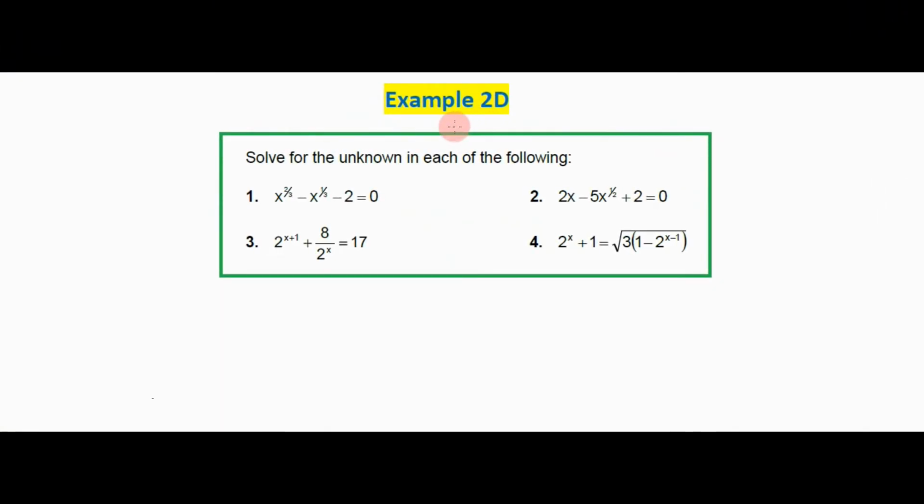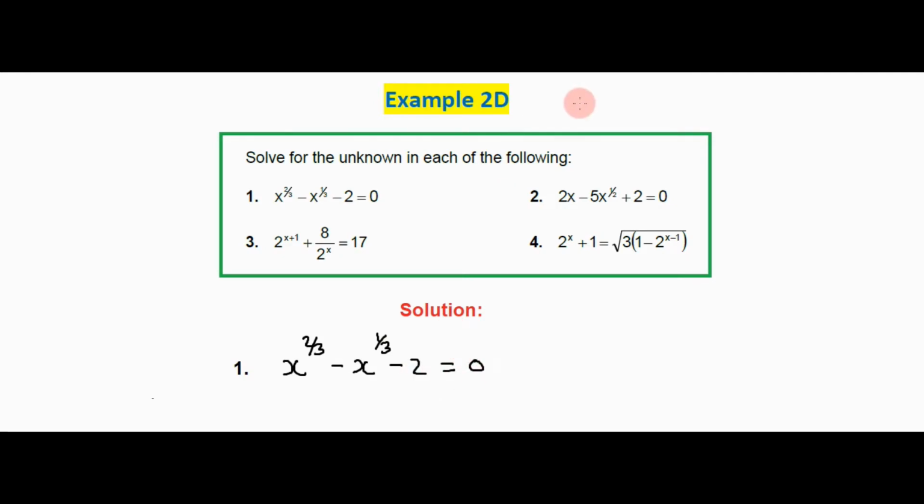Example 2D deals with an important type of exponential equation called the trinomial type. And it says solve for the unknown in each of the following. So let's look at the first one. We have x to the 2/3 minus x to the 1/3 minus 2 equals 0.